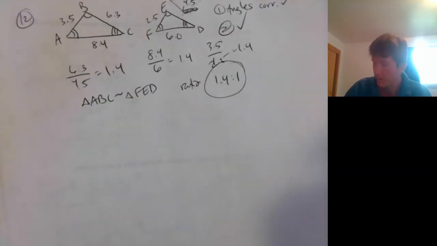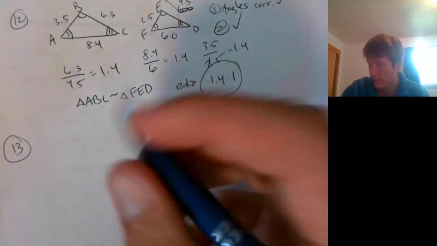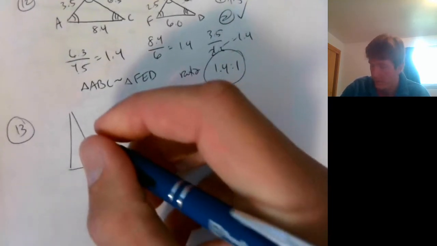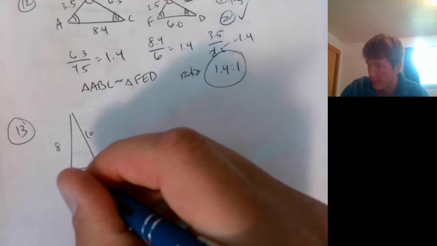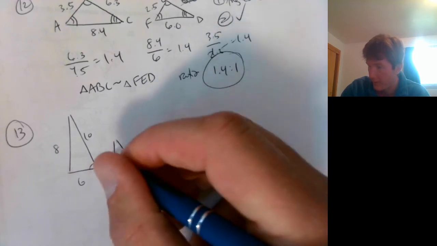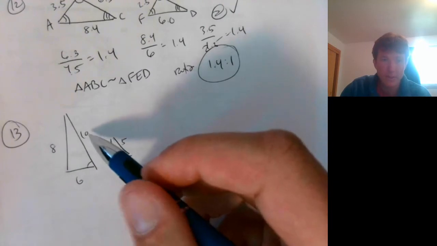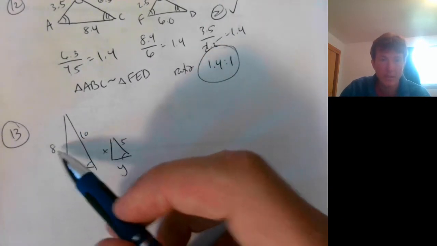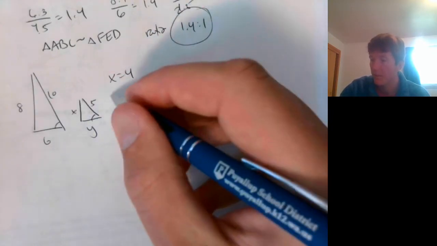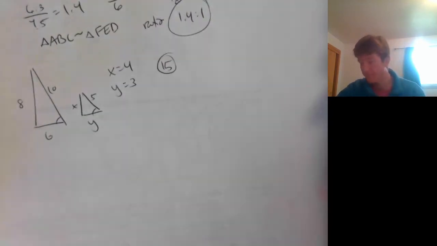Alright, let's move on. Number 13, the polygons are similar, find the value of each variable. Okay, so I would argue these are a lot more simple than the last ones because they take a lot less time. Find the value of each variable, they are similar. Okay, so 10 to 5, that's a 2 to 1 ratio. That means that 8 is going to be twice as big as x, so x equals 4. 6 will be twice as big as y, so y equals 3. I'll move to number 15.